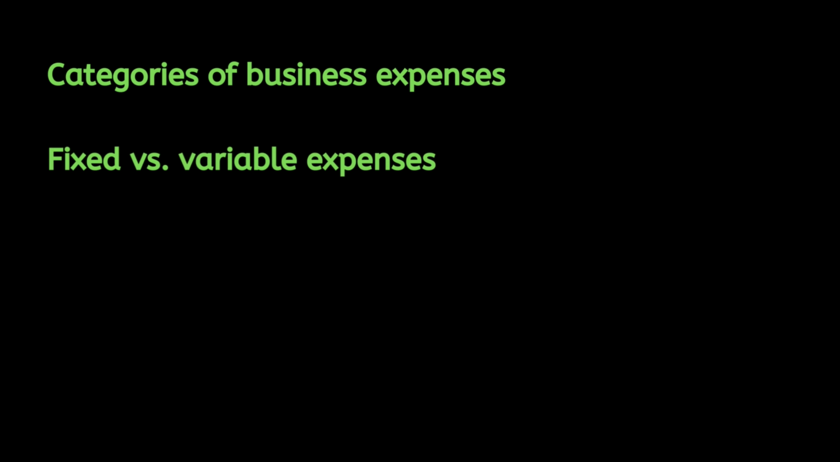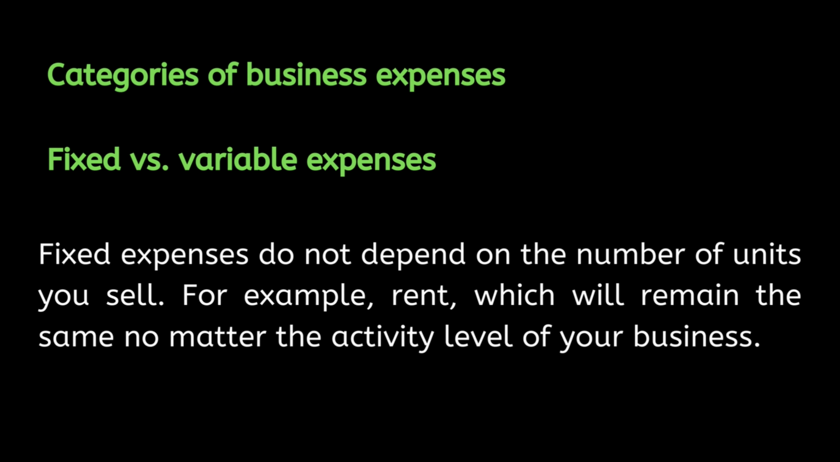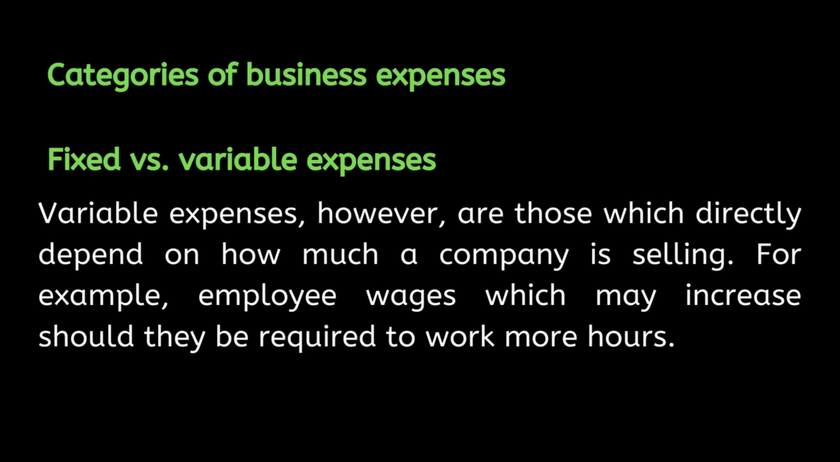Now see categories: fixed versus variable expenses. Fixed expenses do not depend on the number of units you sell. For example, rent, which will remain the same no matter the activity level of your business. Variable expenses, however, are those which directly depend on how much a company is selling. For example, employee wages, which may increase should they be required to work more hours.